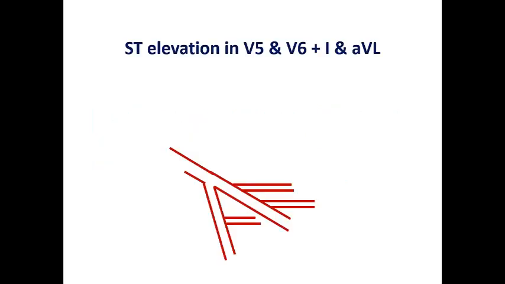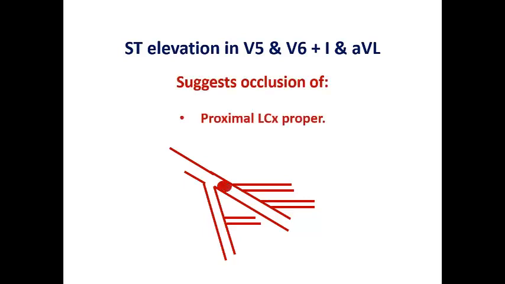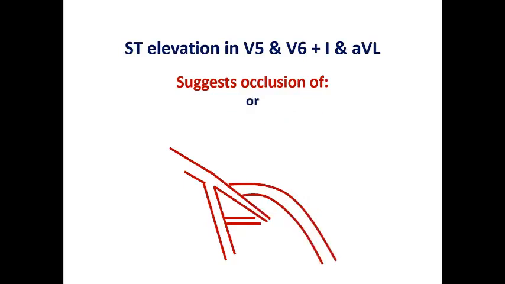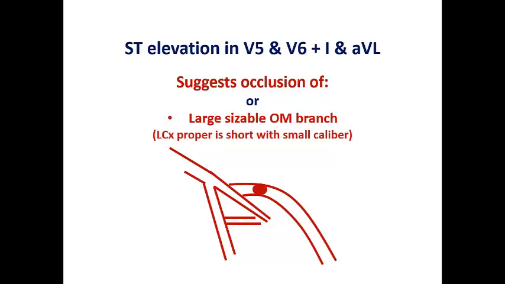When I see ST elevation in V5, V6 plus I and aVL, so the 4 lateral leads are involved, I could expect a large territory of the lateral wall affected. So I can expect occlusion of the proximal LCX proper due to involvement of a large region of the lateral wall. Also another possibility is that the patient has a large sizable OM branch and his LCX proper is short with small caliber, so maybe this large sizable OM is occluded.